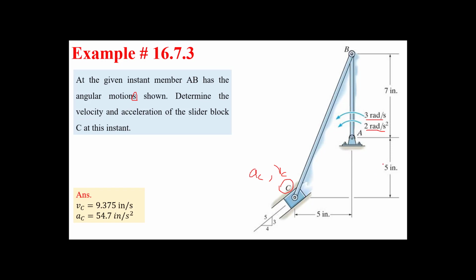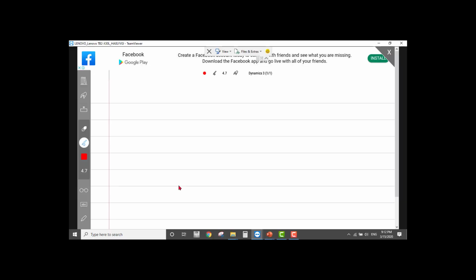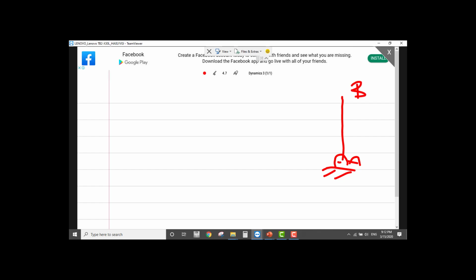Okay, so since the units are in inches, I'll stick to inches as it's written here in the answer. Now let's move to the solution board. Here it is. So let me first start with drawing the first link, the one with the most common information. So this is joint A and here we have joint B.